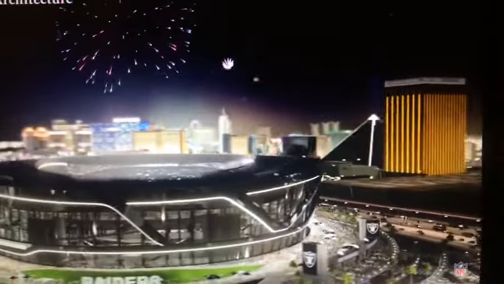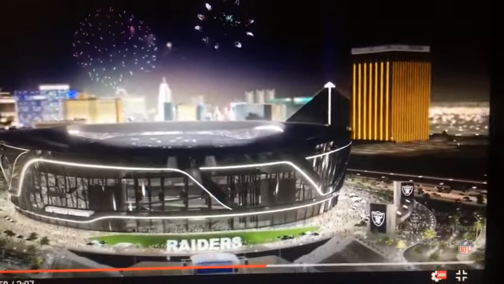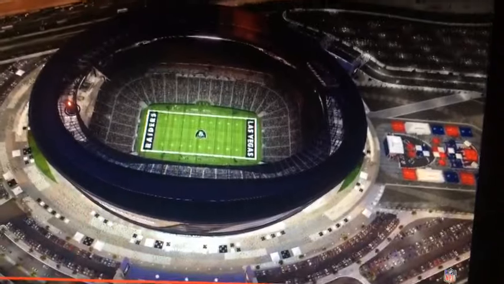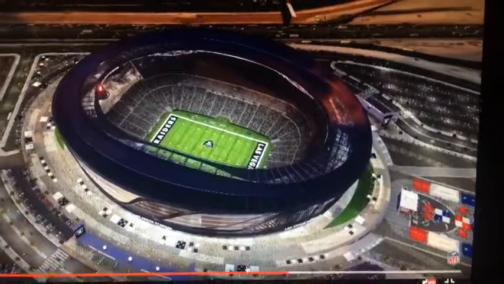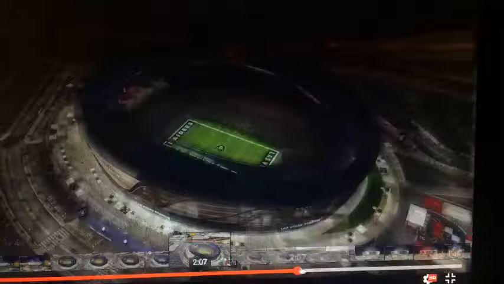Now those fireworks, that's an FAA issue. In fact, that brings up one thing. FAA review? Hey, the FAA hasn't weighed in on this. Just saying. So there's your view of the stadium, folks. And that's what they're talking about, all right?